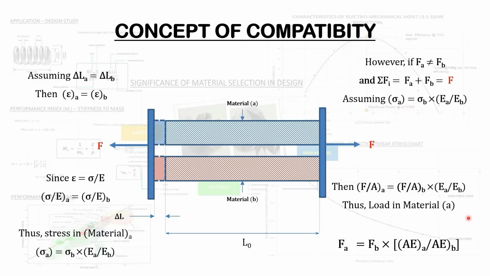So if you wanted to predict the force in any of these materials, in this particular example, we're looking at the measure of the force regarding material A, then the force in material A, so F subscript A, will be equal to the force in material B times the bracket of the product of the sectional area and the Young's modulus for material A divided by the product of the area and the Young's modulus for material B. So this enables us to establish another equation for a problem similar to what we have in the given diagram.